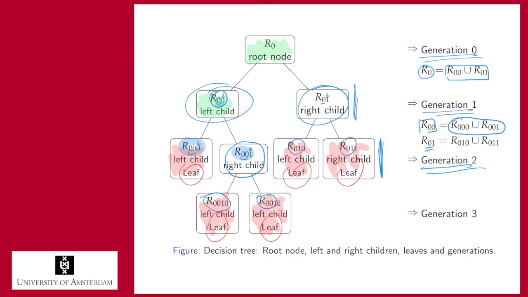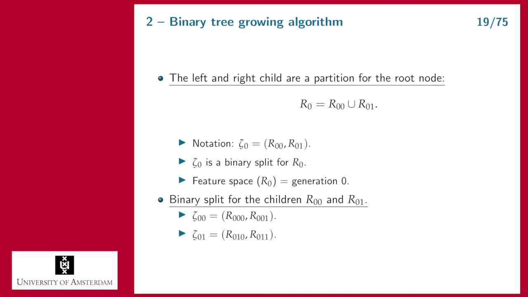And if you look at the leaves, then the union of all the leaves gives you back the root node. So in the first split, we have that R0 is the union of these two new nodes. And then we use the notation zeta0 to indicate the split. So zeta0 means we split the root node R0 into new nodes. And because we split the node in two parts, it's called a binary split.